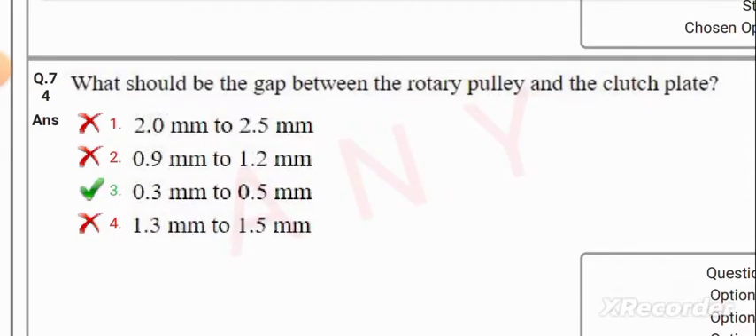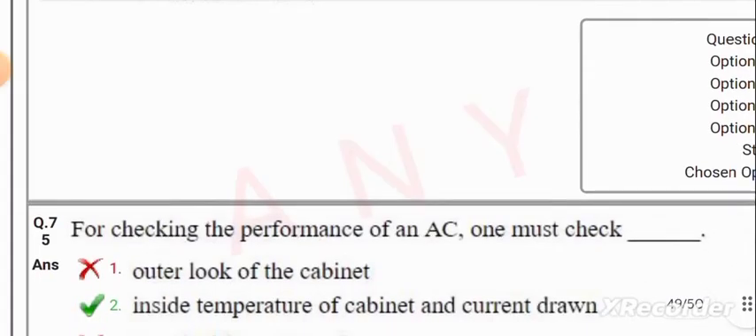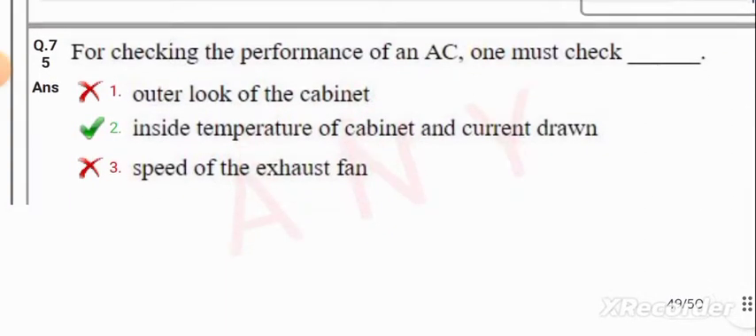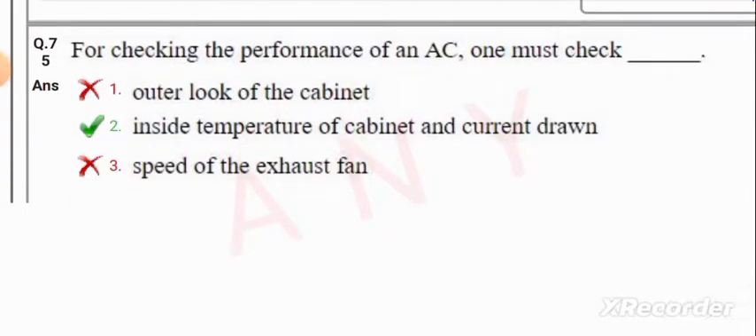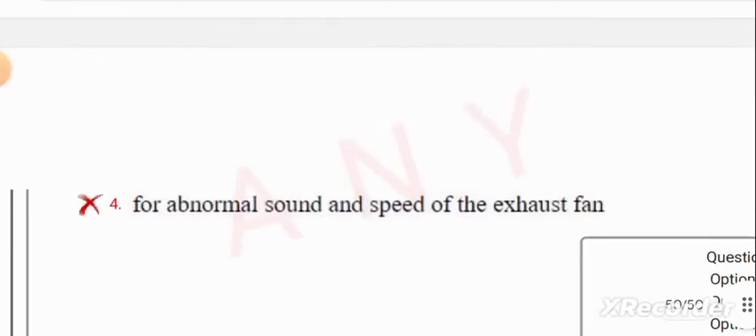What should be the gap between the rotary pulley and the clutch plate? 0.3 mm to 0.5 mm. For checking the performance of AC, one must check inside temperature of cabinet and current drawn. Now the finish.